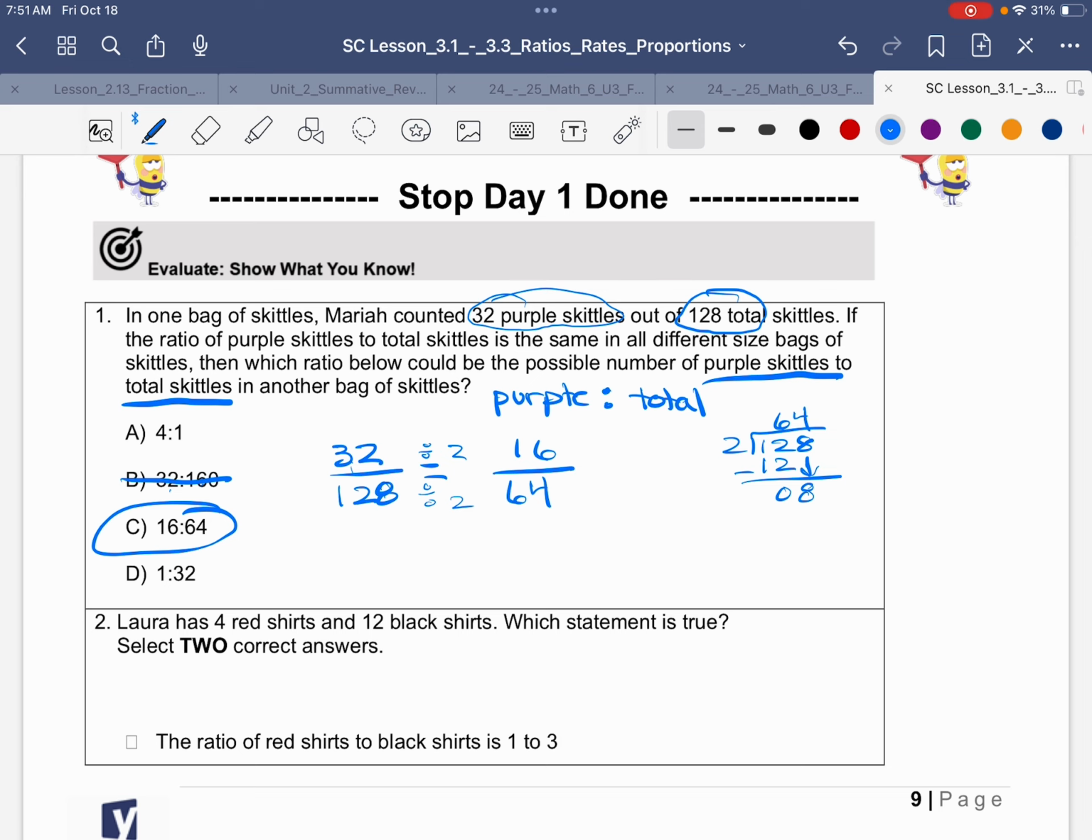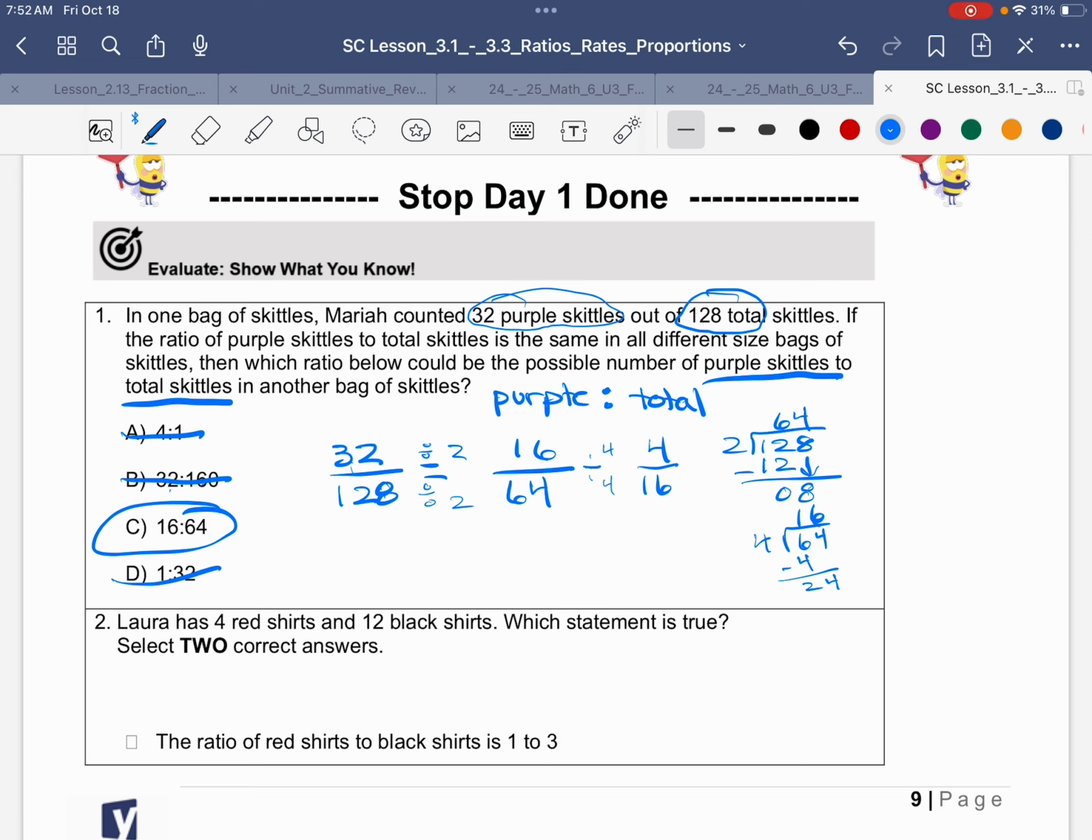If we want to keep simplifying this, we want to try to get to 4 and see what 4 would be. If we divide by 4, this would give us 4 over, I believe that would be, let's see, 64 divided by 4, 16. So 4 over 16. So 4 to 1 is wrong, and then 1 to 32 is also wrong.